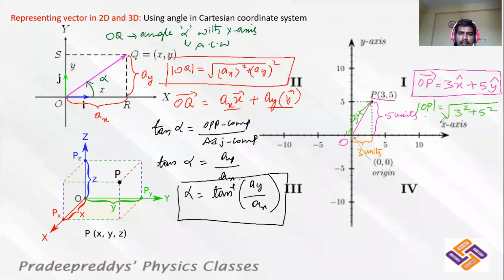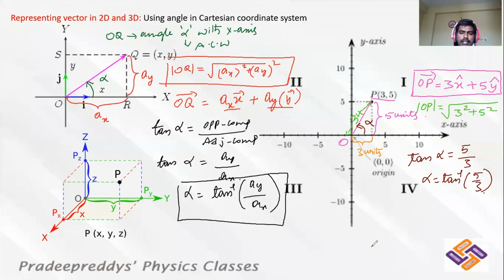Now what about the angle made by the vector with the x-axis? This angle, I can consider as alpha. How do you write tan alpha? Tan alpha is equal to the opposite side, which is 5 units, and the adjacent is 3 units. So alpha is equal to tan inverse of 5 divided by 3.